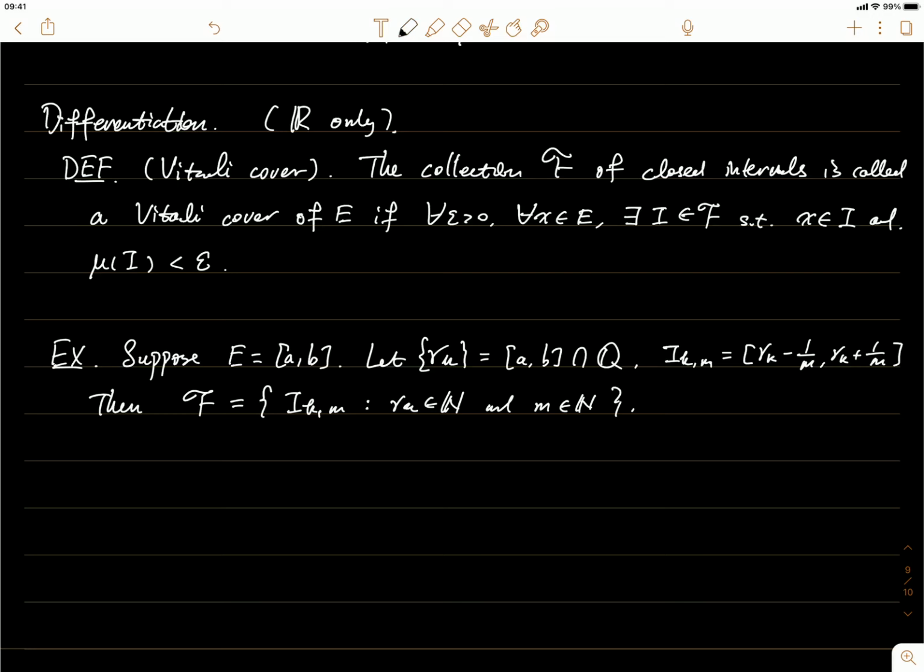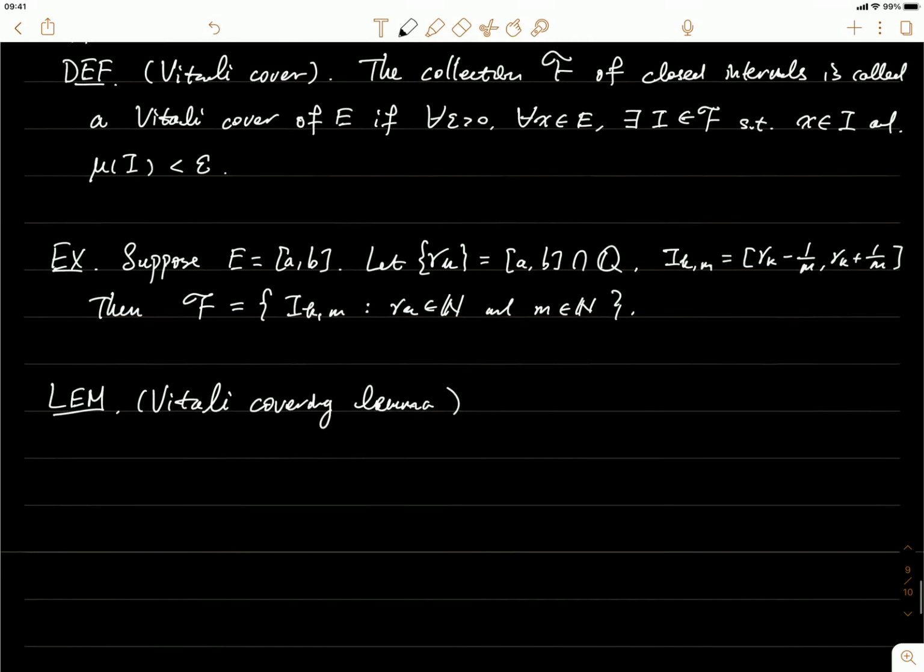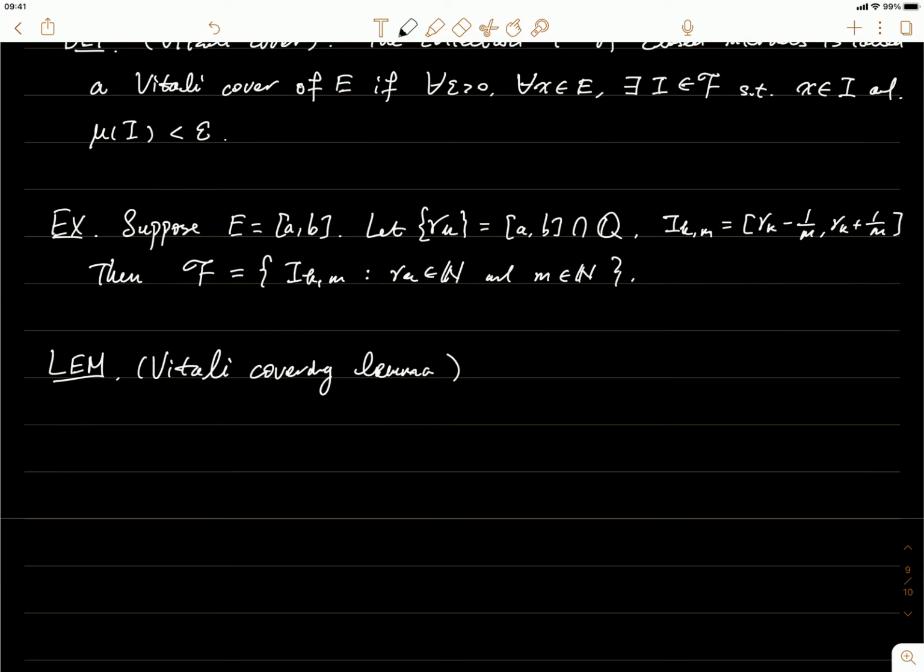Now the Vitali covering lemma. The Vitali cover tells us that we can use arbitrarily refined closed intervals to cover any point in the set E. The Vitali covering lemma says that if we have a set E that has finite measure, then we can find finitely many covers from this family F such that they can almost cover the entire E.